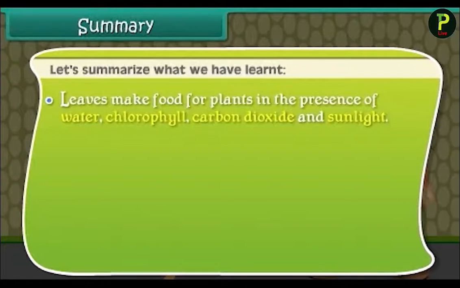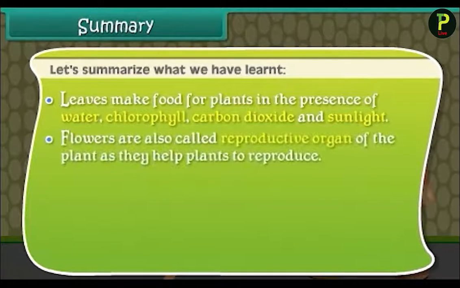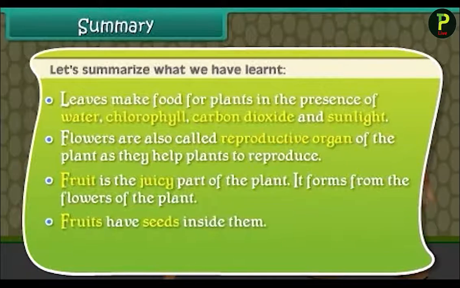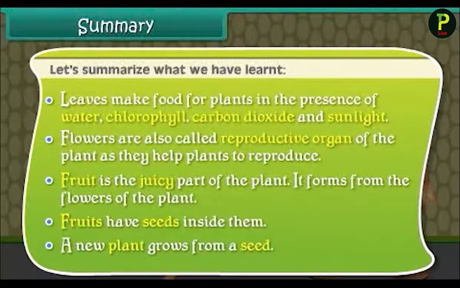Leaves make food for plants in the presence of water, chlorophyll, carbon dioxide, and sunlight. Flowers are also called reproductive organs of the plant, as they help plants to reproduce. Fruit is the juicy part of the plant. It forms from the flowers of the plant. Fruits have seeds inside them. A new plant grows from a seed.